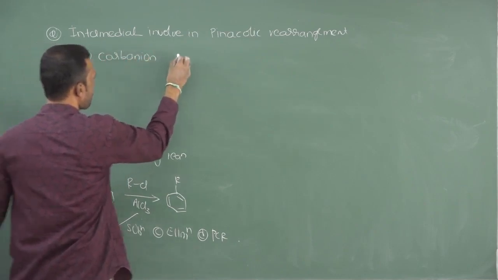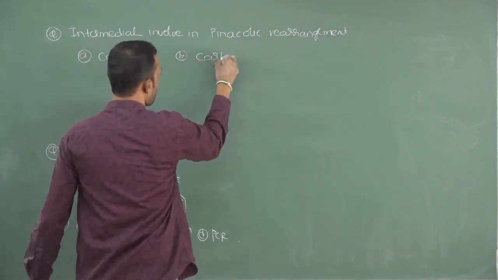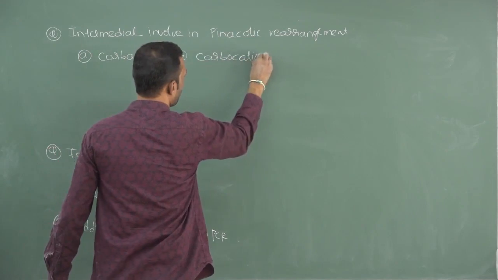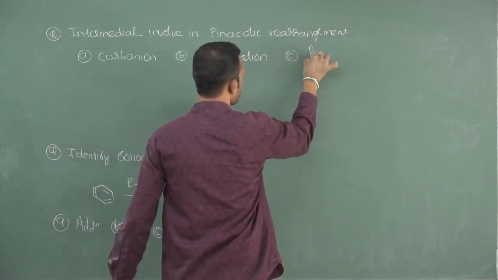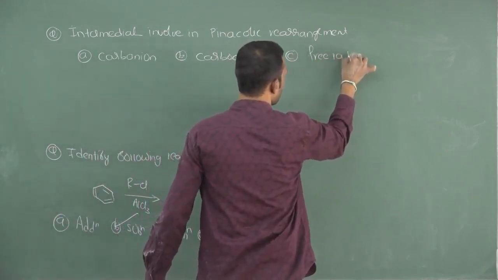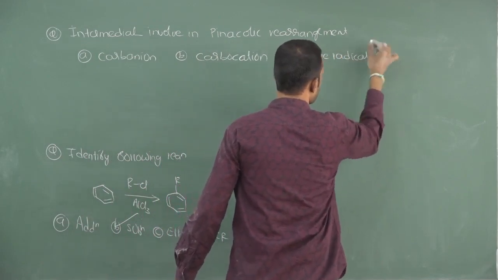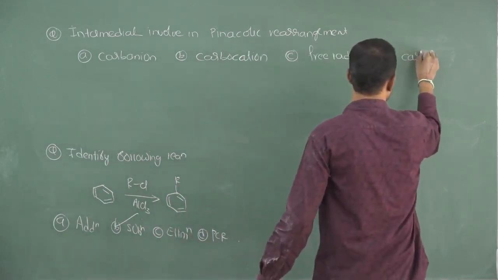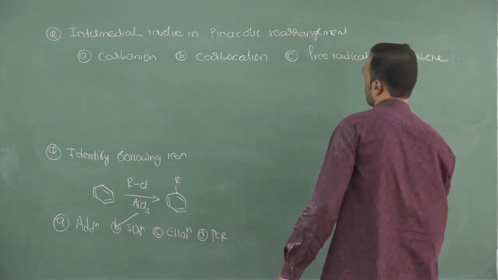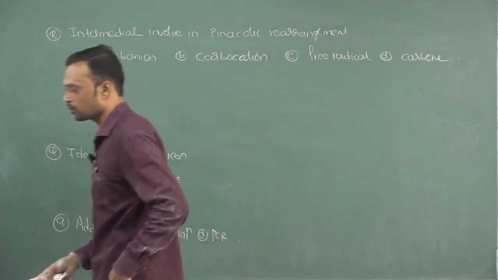A, carbanion, B, carbocation, C, free radical, option D, carbene. So what is the intermediate involved in pinacolic rearrangement?